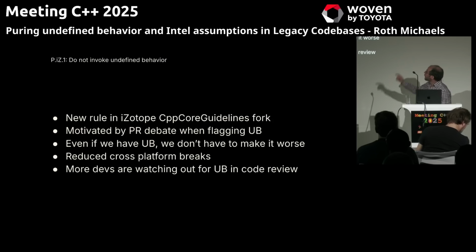And we made a rule: do not invoke undefined behavior. This came up because sometimes on PRs, someone would point out, oh, you really can't use reinterpret_cast or union type punning this way. It's undefined behavior. You need to use memcpy. Or other things someone might point out as undefined behavior on a PR.